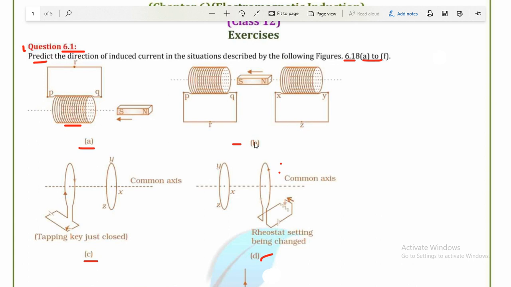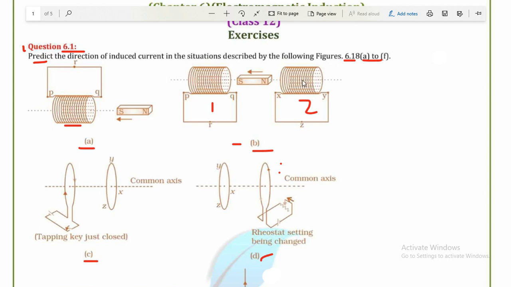Now see in the second part, that is in figure B. You can see there are two loops like this, and the magnet is moving toward this one. Suppose this one is loop 1 and this one is loop 2. So the magnet is moving towards loop 1, and the S pole of the magnet is towards loop 1. Okay, you can say towards the right face of loop 1, and the north pole of this magnet is moving away from the left face of loop 2.